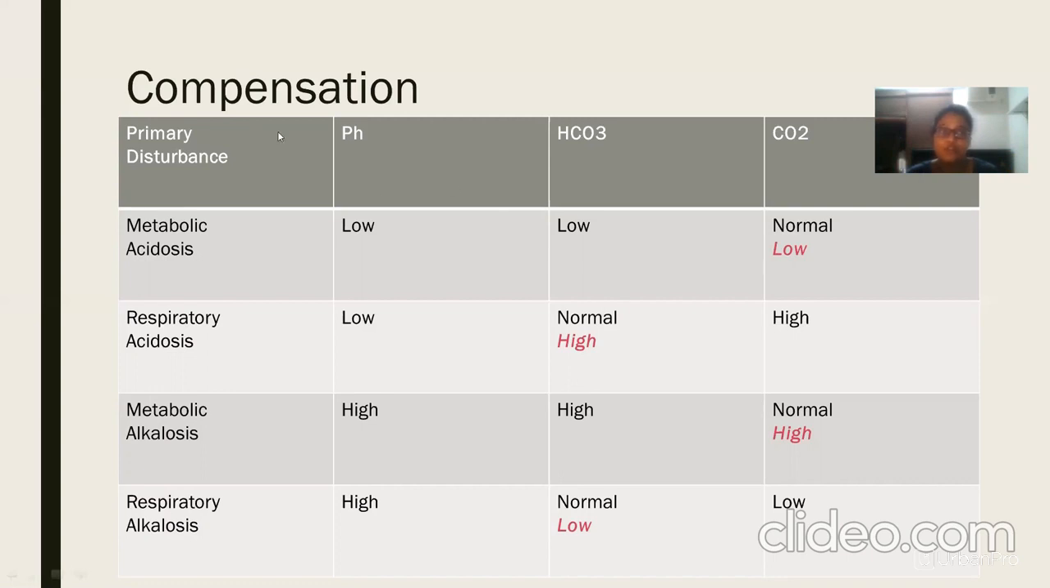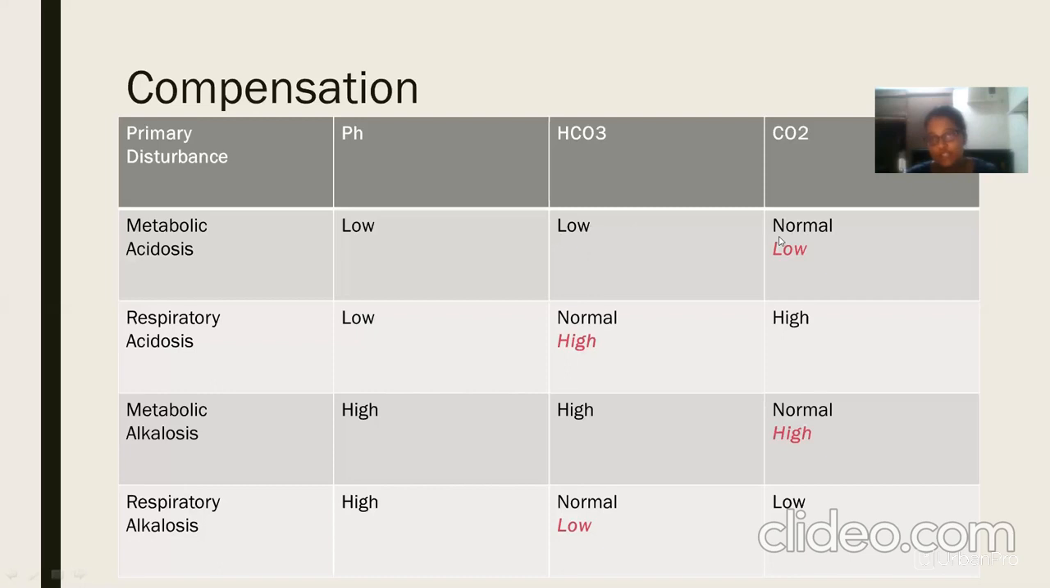So the primary disturbance is the first thing that has happened, right? If we have a person with metabolic acidosis coming in, you're going to have a low pH, right? Then you see bicarb, and bicarb will be low. This tells us it is metabolic acidosis: the acidosis because of low pH, low bicarb, metabolic, right?